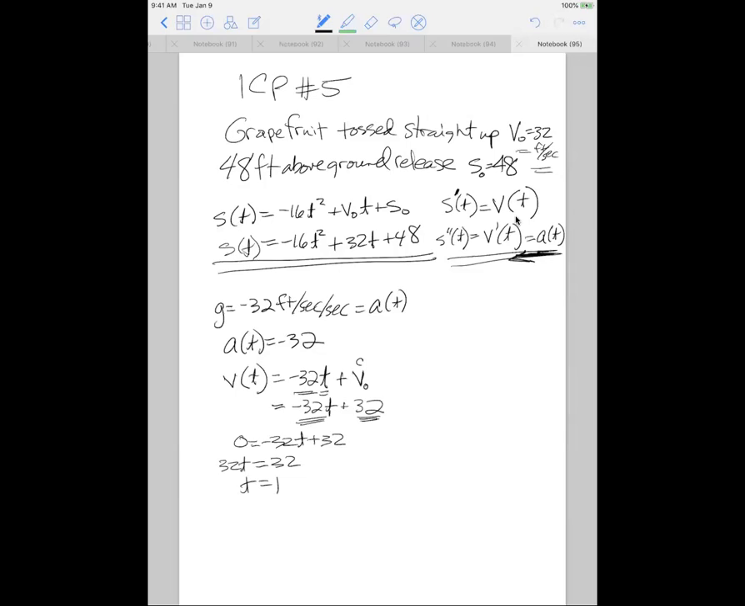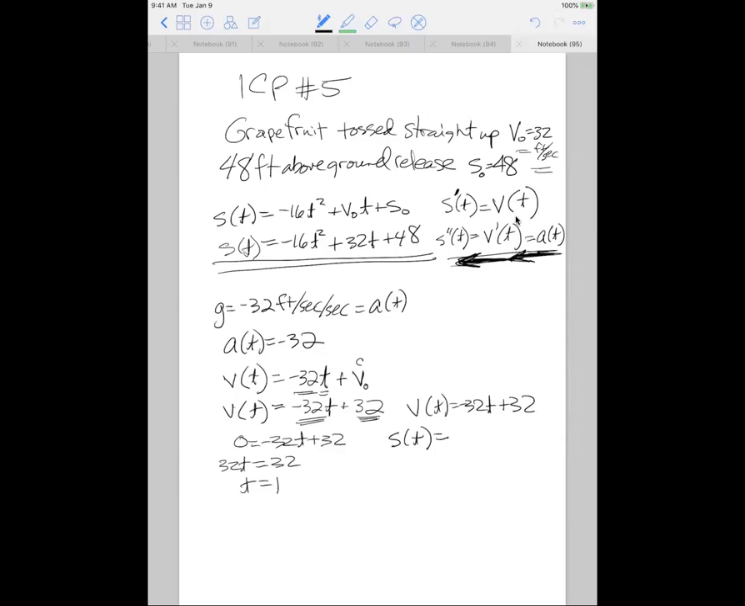Now what I want to do is go another step further here. So we had v of t is equal to negative 32t plus 32. Then what do you do to get the previous step before velocity? You've got to go one more step, to the position function. So you've got to take the antiderivative again. We're starting with v of t equal to negative 32t plus 32. Let's take the antiderivative of that and go up to our position function.